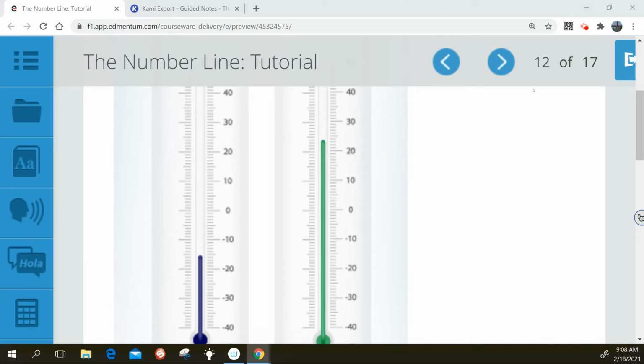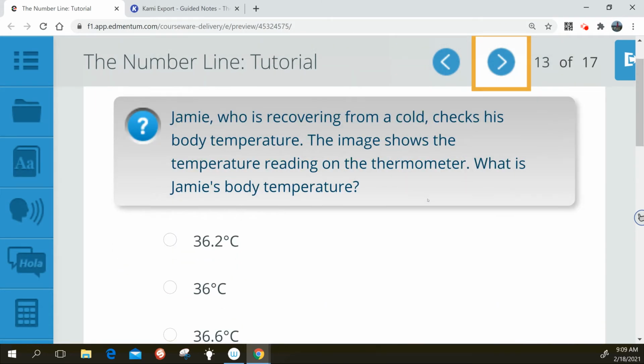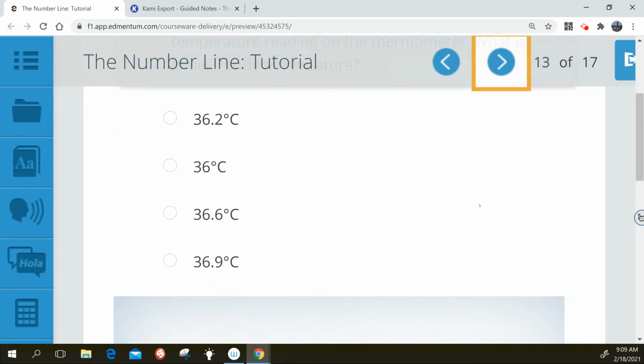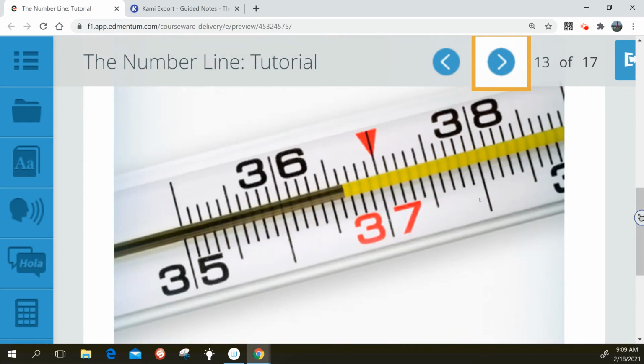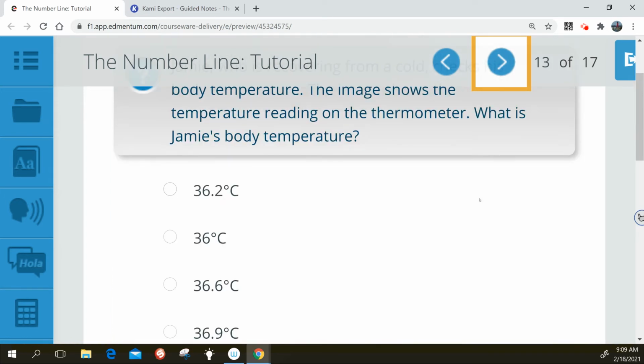And we're going to go to slide 13. And this is asking, Jamie, who's recovering from a cold, checks his body temperature. The image shows the temperature reading on the thermometer. What is Jamie's body temperature? So looking at the thermometer, what do we see Jamie's body temperature as? Go ahead and mark that in on your own if you haven't already.